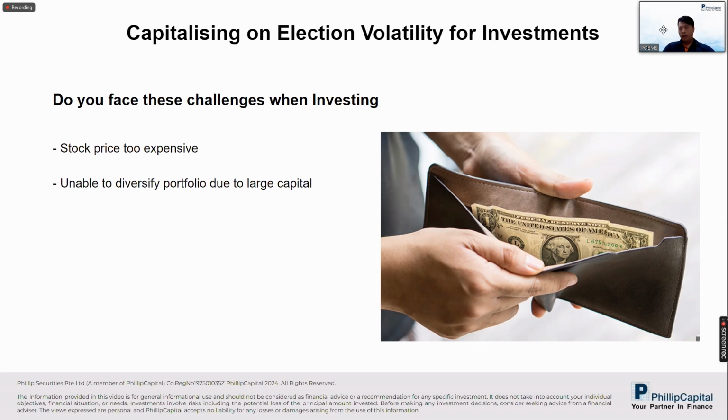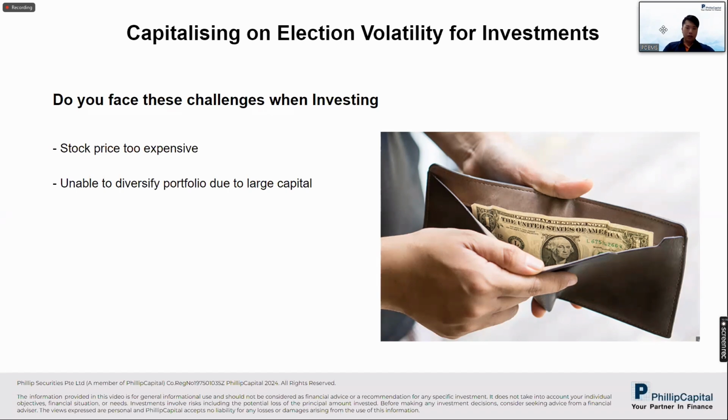And the next challenge is, I only have this amount of money, and I don't want to put all my eggs into one basket. I wish to diversify my portfolio. If I were to buy one share of 10 different counters, that would cost me 1,000 to 2,000 US dollars, which is nearly 50 to 80% of my monthly income.